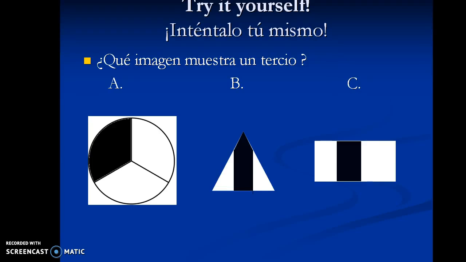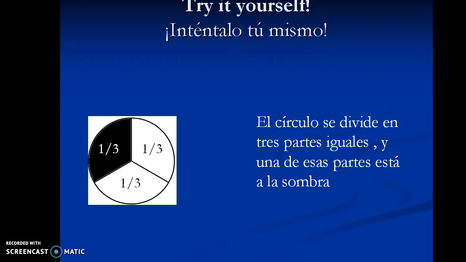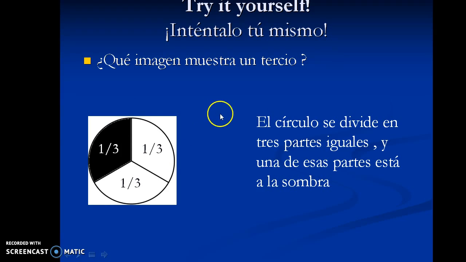Alright, well, the answer is the circle shows an image of 1/3. The circle is divided into 3 equal parts, and one part of the circle is shaded in. So this right here is 1/3, or un tercio.